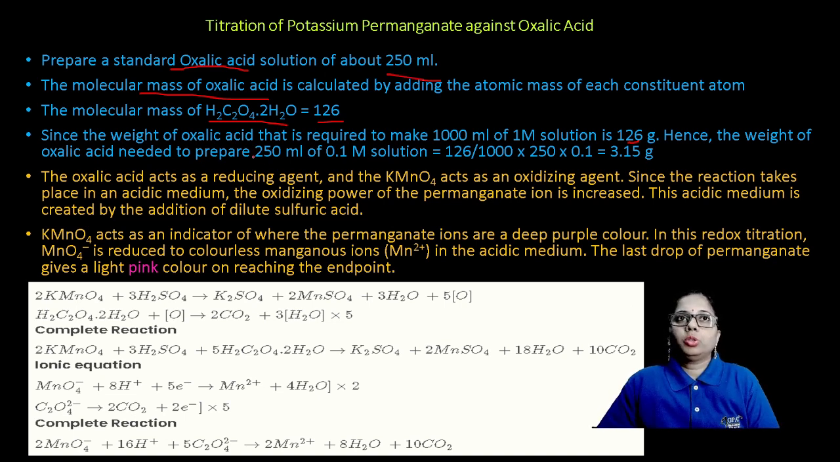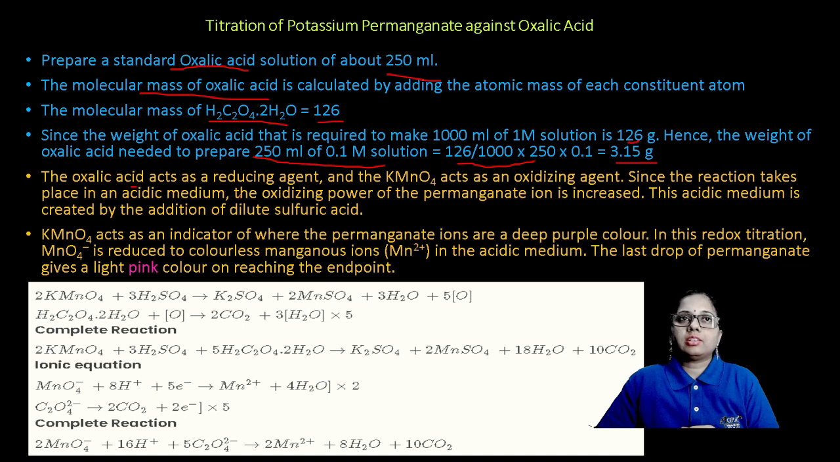That means to prepare 250 ml of the 0.1 molar solution, go for 126 divided by 1000 into 250. So how much molarity is required? That is 0.1. So finally you are getting the weight of oxalic acid as 3.15 grams.